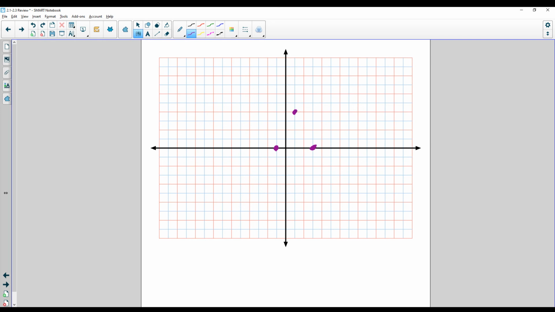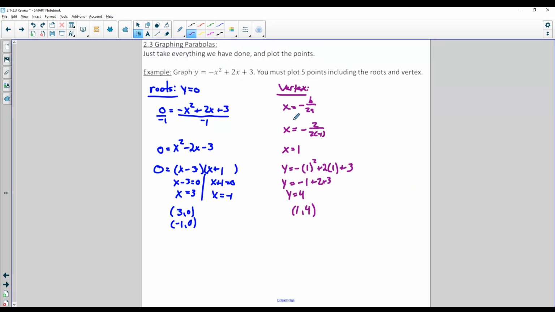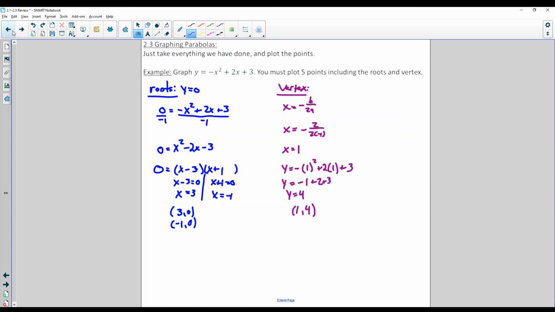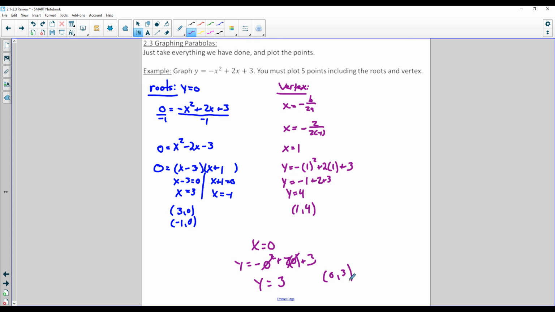So let's find one more and then use our symmetry for the other. Let's just pick something super nice to plug in. We could plug in 0 for x because we have nothing there. So let's plug in x equals 0. When x equals 0, we're going to have y equals negative 0 squared plus 2 times 0 plus 3. So those two things aren't even going to matter. We're going to have y equals 3. So really we have the point (0, 3).